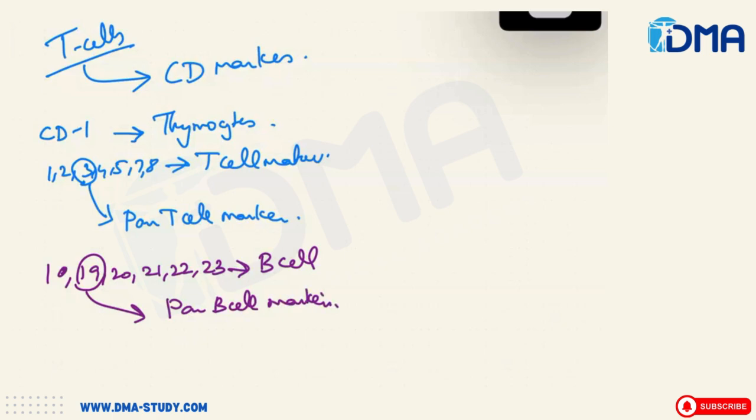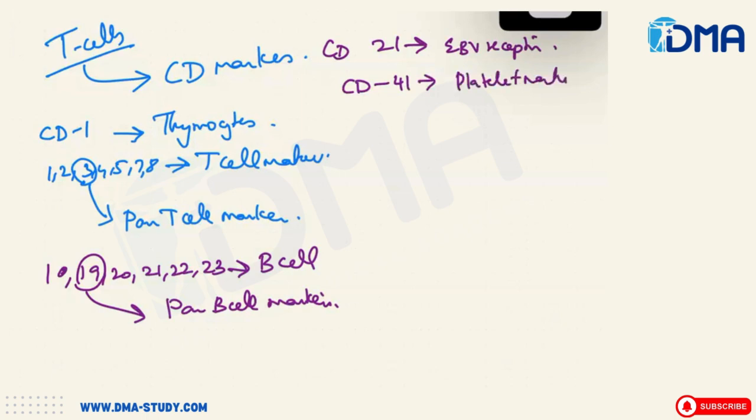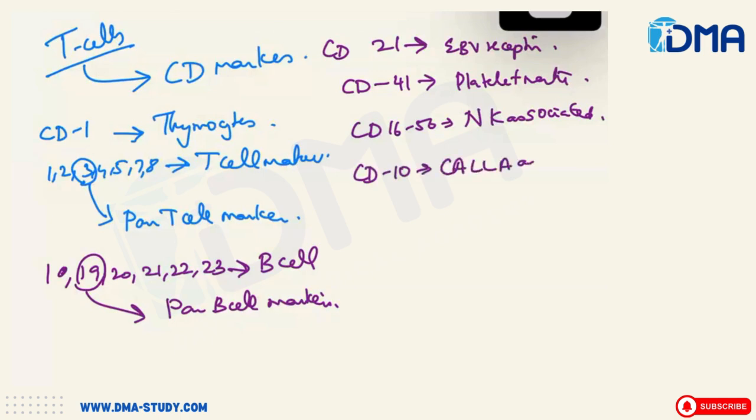Then a few specific things: CD21 is the Epstein-Barr virus receptor. CD41 would be the platelet marker. CD16 and 56 would be the natural killer associated markers. And the main thing, CD10 is the CALLA antigen. These are the possible CD markers that can be asked in your examination.